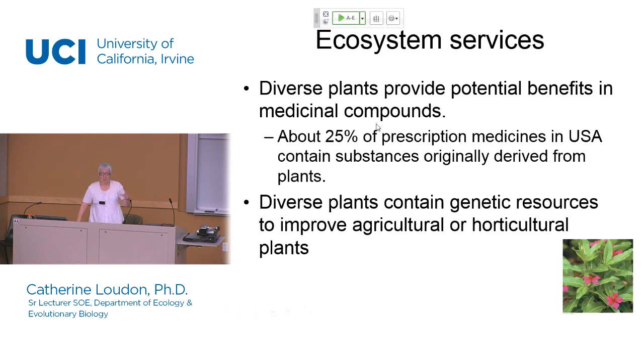The actual number or fraction of plants that have been analyzed thoroughly for pharmaceutically active compounds is actually fairly small. The efforts to analyze plants in terms of providing pharmaceutical compounds is sometimes referred to as bioprospecting. But certainly an argument can be made that maintaining diversity in the plant species can provide potential benefits in identification of more medicinal compounds, but also maintaining large species diversity in plants helps then retain genetic resources that can improve our agriculture or our horticultural plants as well.